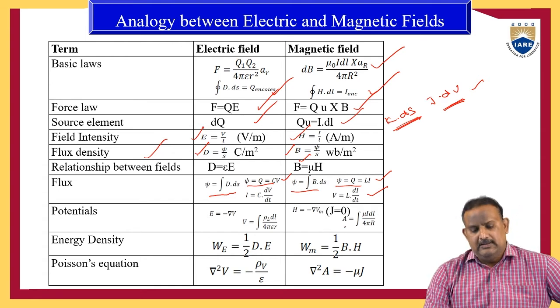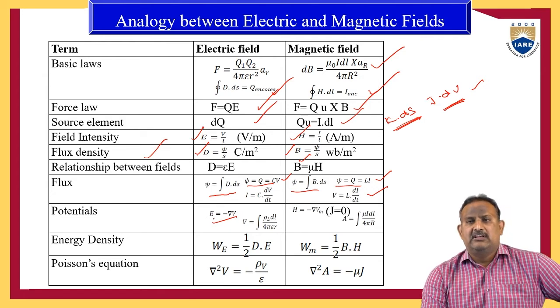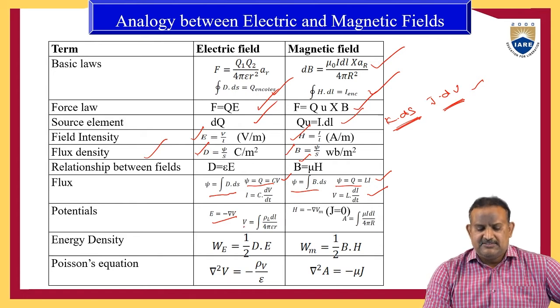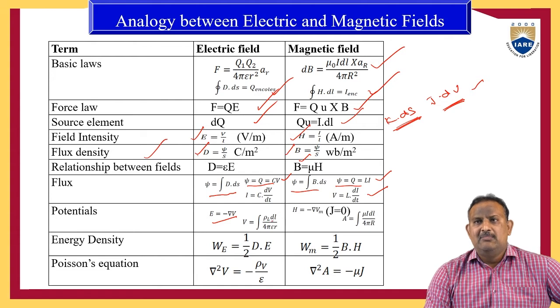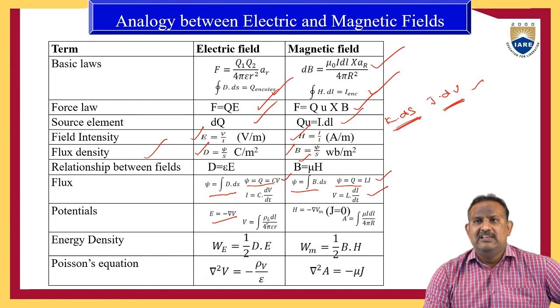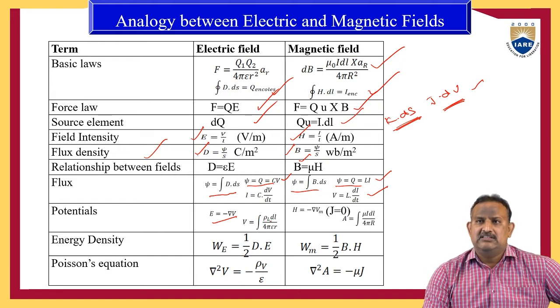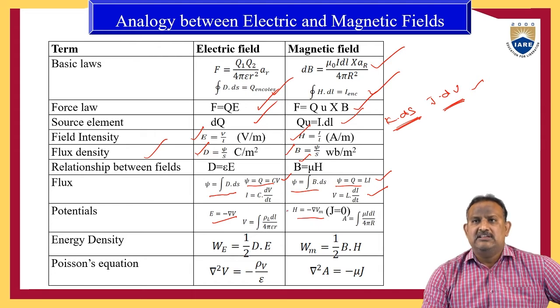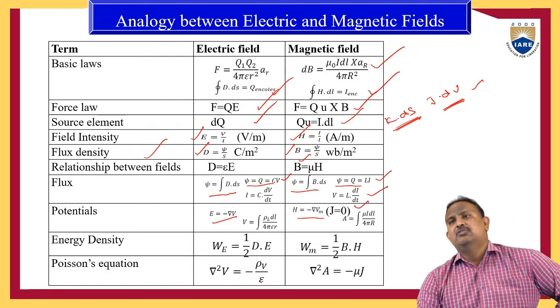Next, coming to the potential. The electric field E is equal to minus del V. This is the relation between electric field and potential. Or we can express the potential V as the line integral of rho L dl by 4 pi epsilon r, where rho L is the line charge density. Similarly, for the magnetic field, the magnetic field intensity H is equal to minus del Vm, where the current density J is equal to 0.